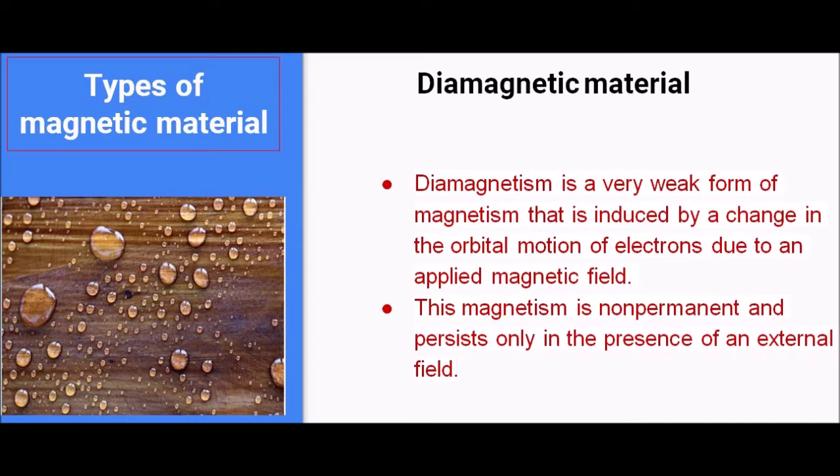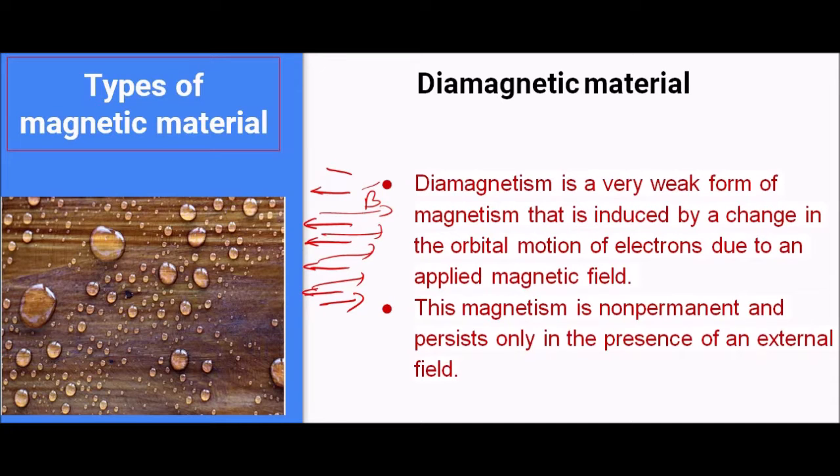So when this kind of material is placed into an external magnetic field, magnetic dipole moments are developed in this material which are opposite to the external field. Like this, if I have a magnetic field in this direction, denoted by B, and you keep the diamagnetic material or substance in it, the magnetic dipole moment that is developed has a direction opposite to the applied magnetic field.